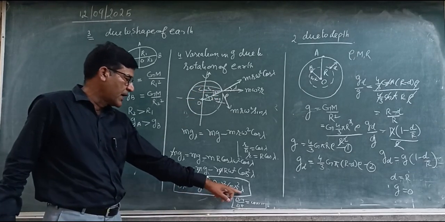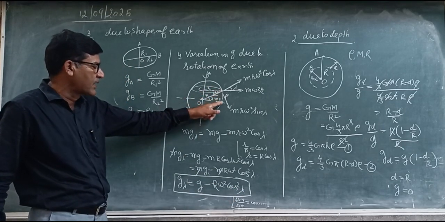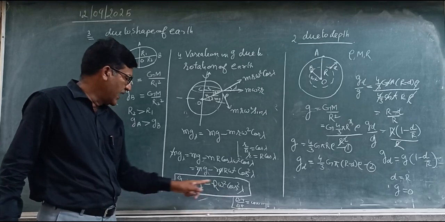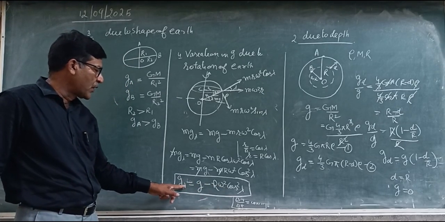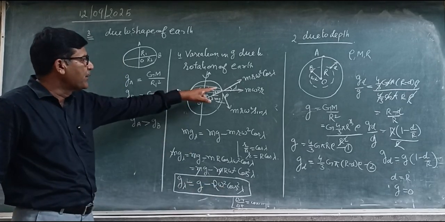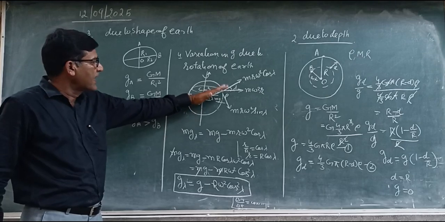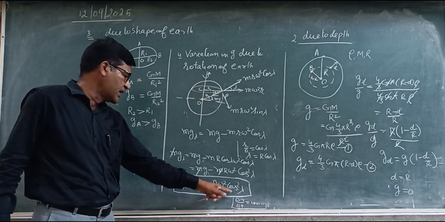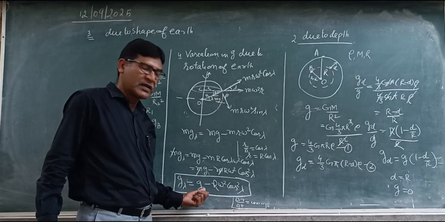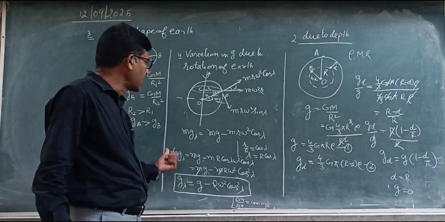Now you simply can write, if lambda is 0, when will lambda be 0? When the particle is at the equator. Cos 0 will be equal to 1, and therefore g at the equator will be equal to g minus R omega square. Similarly, if you take the particle from this position to the pole, this angle will be 90 degrees and cos 90 is 0. So the acceleration due to gravity will be equal to g. Both become equal, nothing will be left inside this.